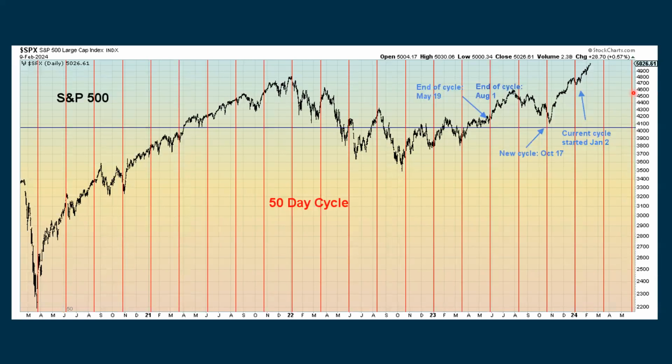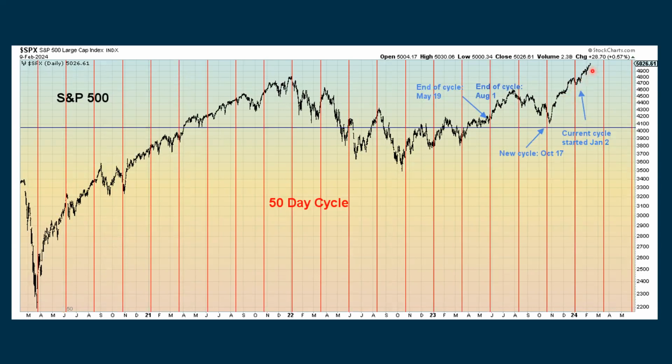Also, we're following what's called a 50-day cycle, and you can pick out any number of days. Over the last year to year and a half, this has been a pretty effective cycle, but we don't really know. It could change, and you could put in 72 days, you could put in 9.4 days, whatever you want here. We did see the last cycle that started on January 2nd, and we're kind of right in the middle of this current cycle.